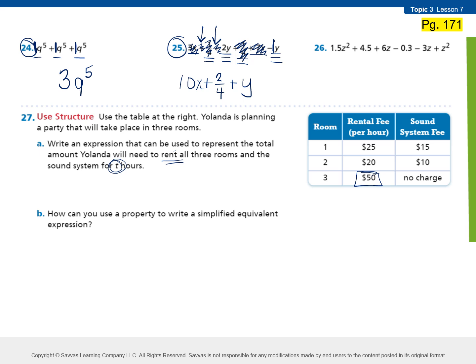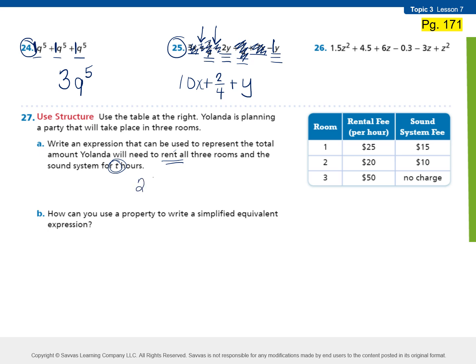And then it says that she's also renting, hang on, let me go back and check this. Write an expression that can be used to represent the total amount Yolanda will need to rent all 3 rooms and the sound system for T hours. Okay, got it. So when we rent all 3 rooms, apparently every room is a different price. So right now she's renting the first room for T hours. Got it.